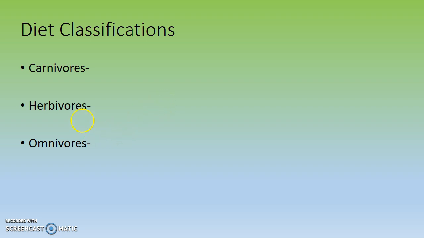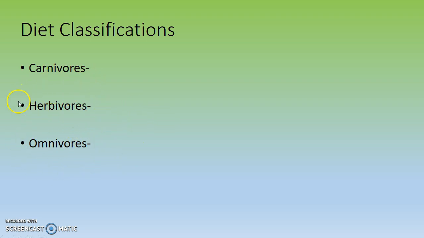And then we get down to omnivores. Remember, omnivores means both meat and veggie eaters. So that's going to be like us, humans. But the livestock species that you probably don't think about that's in this category is going to be pigs. Pigs are actually considered an omnivore.